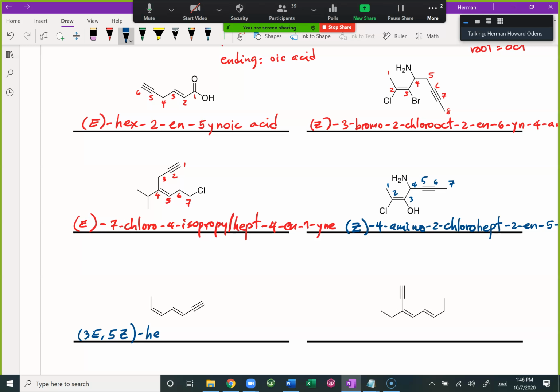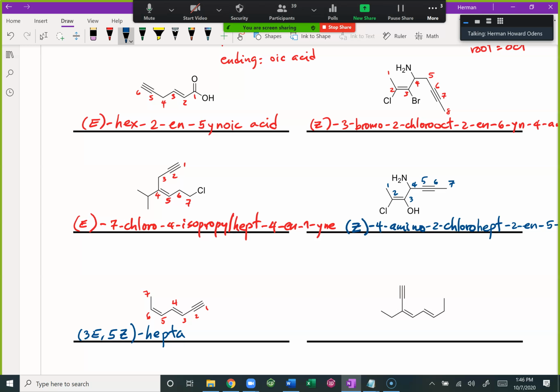So 3E, 5Z. So if I'm right, let's see. We have to count here because this functionality starts first, but it's gonna be mentioned last. So 1, 2, 3, 4, 5, 6, and 7. Notice that the triple bond is terminal, so it has to get the number 1 spot, and it beats the one that is on the second carbon. It beats the double bond on carbon 6.